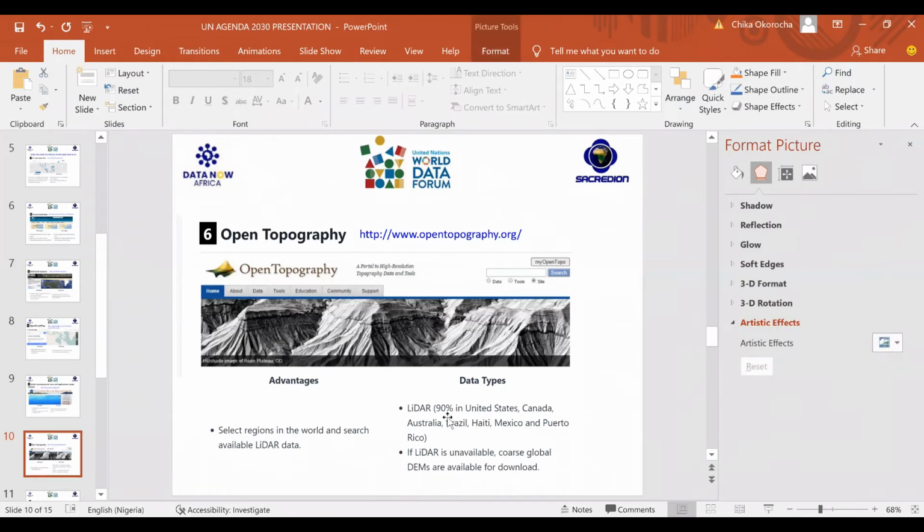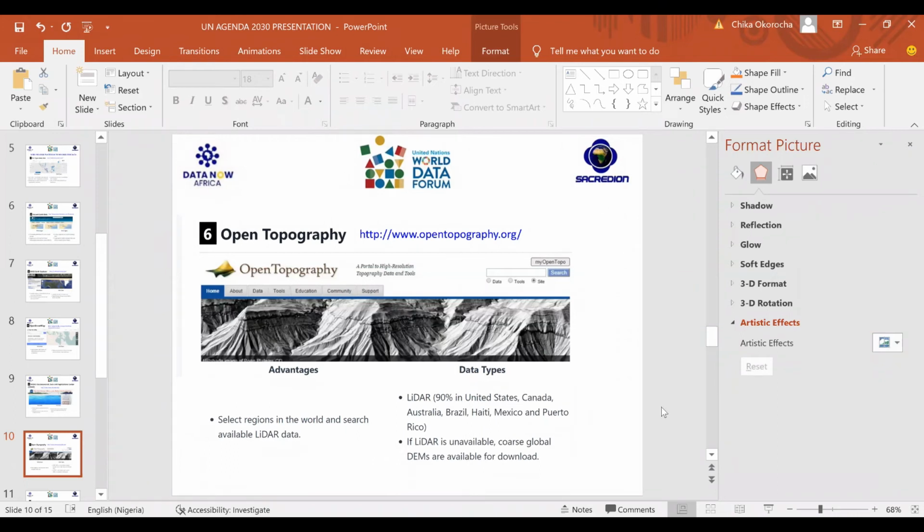We have 90% coverage in the United States, Canada, Australia, Brazil, Haiti, Mexico, and Puerto Rico. In those countries of the world, you have high resolution. But if LiDAR data is not available in your area, you can still get COP global DEMs, which are available for download. COP global DEMs are not as precise as LiDAR data, but at least you can still access them from OpenTopography for various feasibility studies, though not for high-precision survey and analysis.